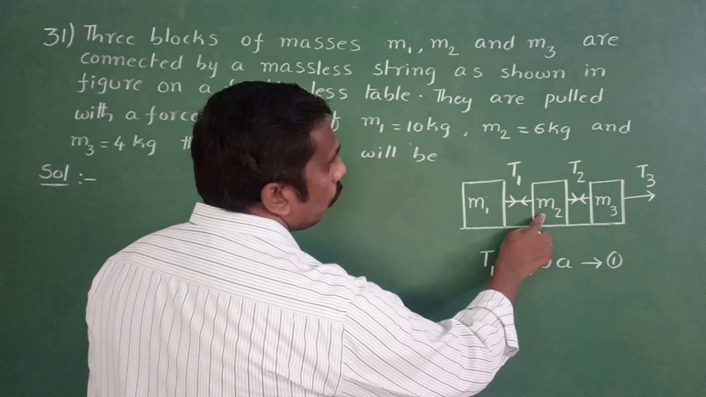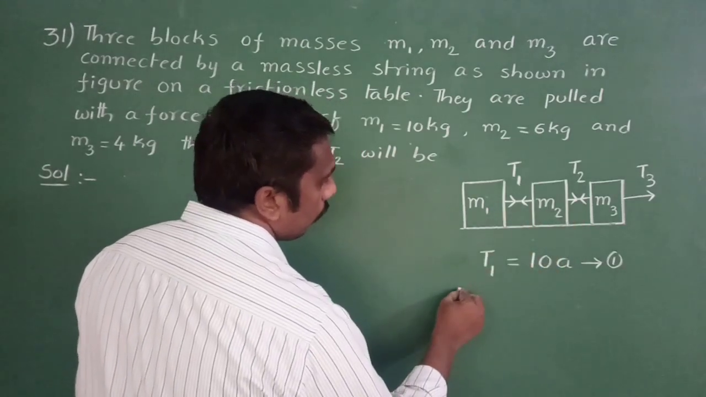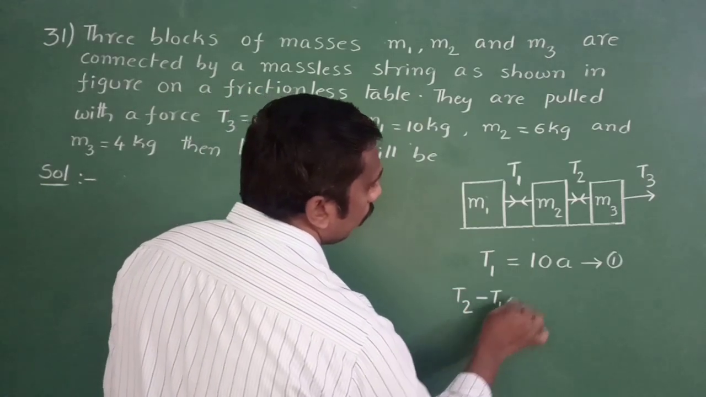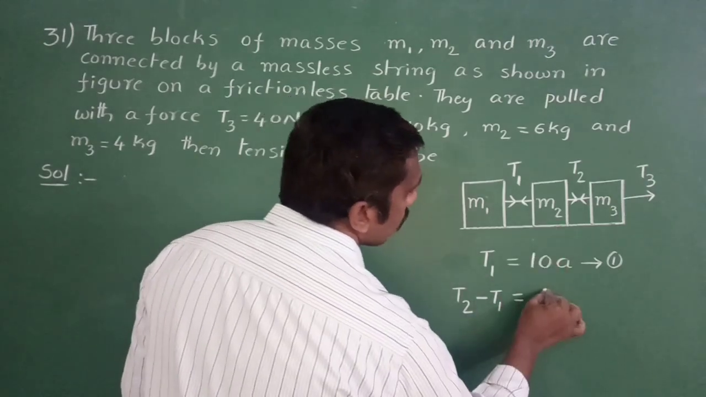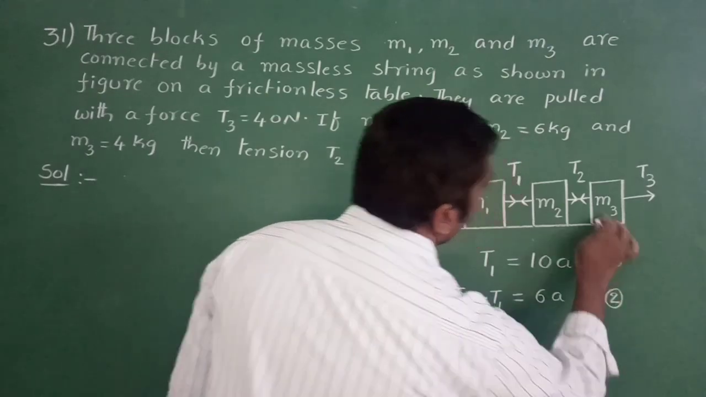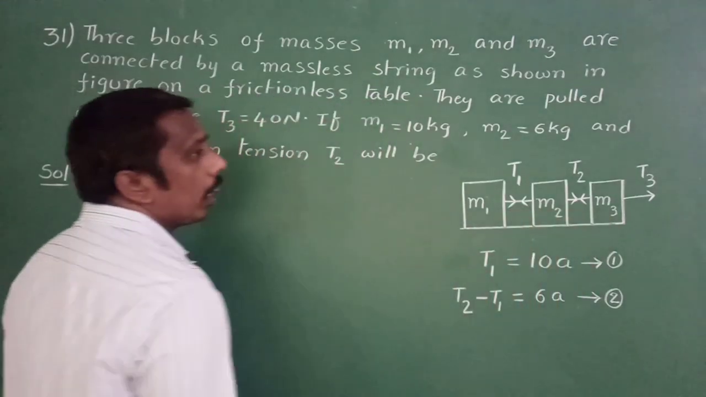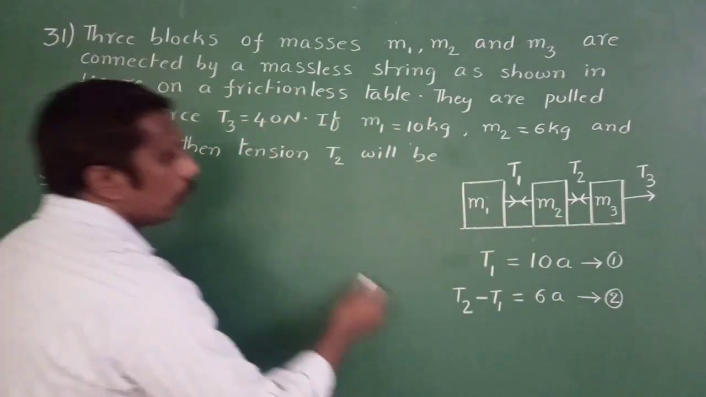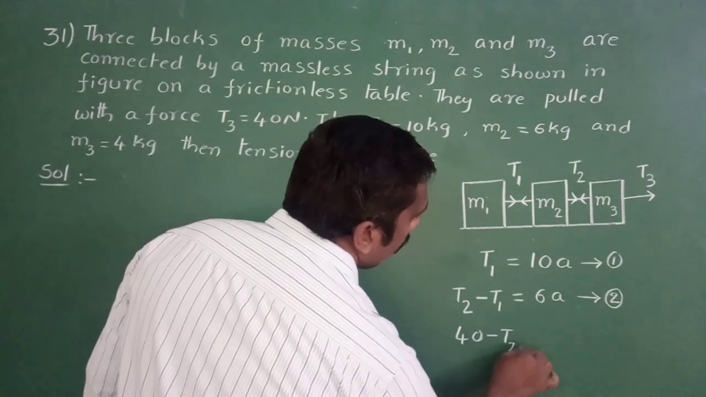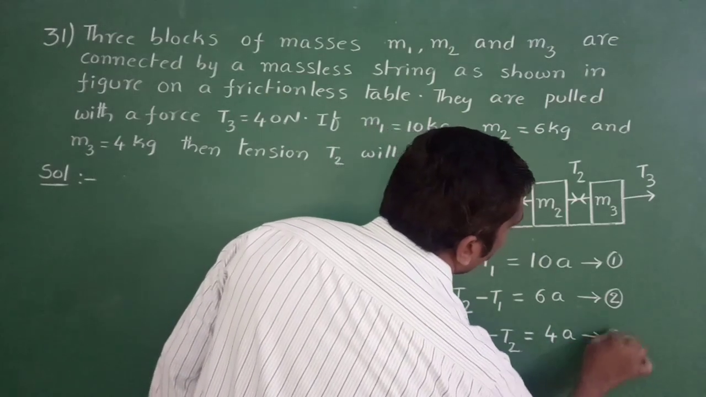On M2, two forces are acting. T2 is pulling towards the right, T1 is pulling towards the left. From this we can write T2 minus T1 is equal to M2, which is 6 kg, so 6A. Say this is equation number 2. On M3, two forces are acting, T3 and T2, but in opposite directions. T3 value is 40 Newton, so we can write 40 minus T2 is equal to 4A. Say this is equation number 3.